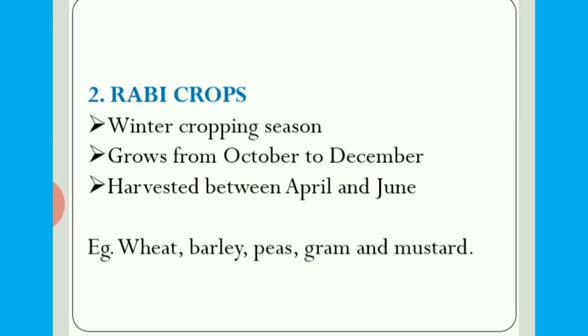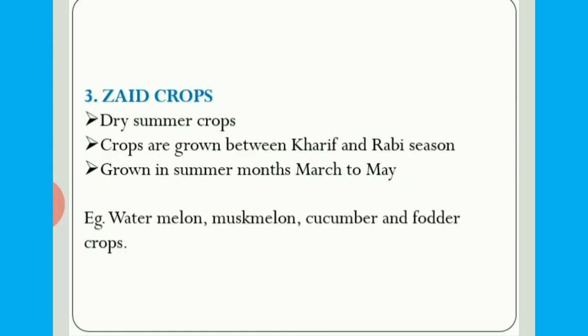Next is rabi crops. It is grown during the winter cropping season. It grows from the month of October to December and it is harvested between April and June. Examples are wheat, barley, peas, gram and mustard. The next crop is called Zaid crops. It is not given in your textbook. Anyway, you can note it down in your notes for further reference.